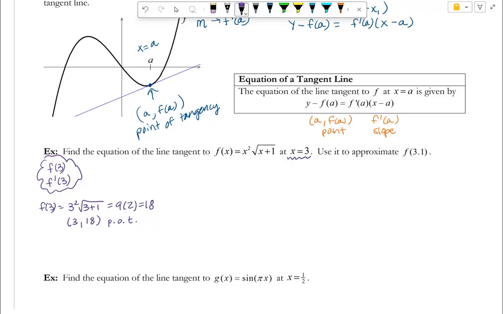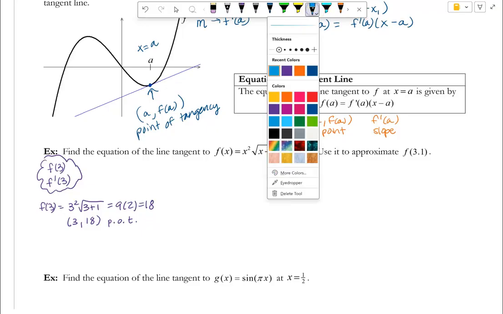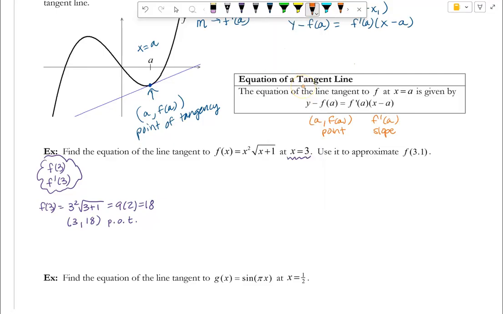All right, the next thing that we need to find is f prime of 3. And in order to find f prime of 3, we need to find f prime of x. So we need our derivative as a function of x first. In order to do that, I'm going to rewrite f, and I'm going to think of that as x squared times (x plus 1) to the 1/2 power. Oh, so it looks like I'm going to have to use both the product rule and the chain rule to find my derivative.